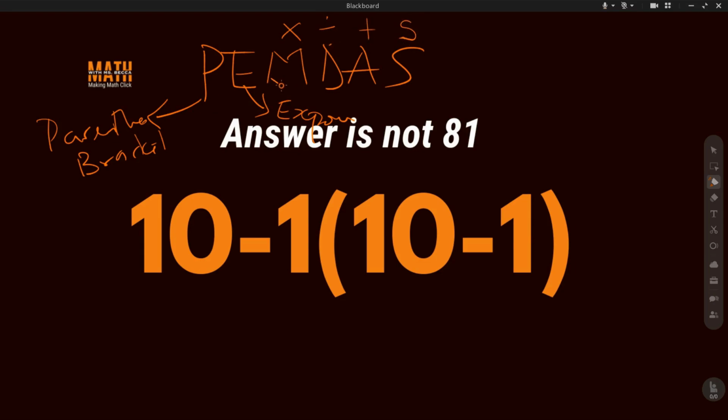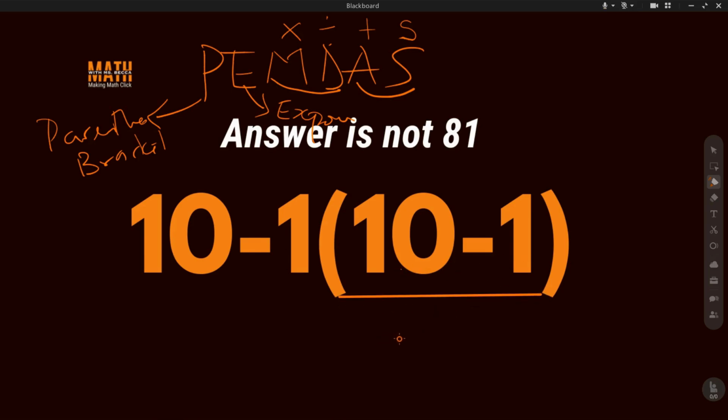And note that multiplication and division are on the same level, while addition and subtraction are on the same level. That is, whenever multiplication and division appear together, you solve from left to right. But that is not what we are doing here. So now, as has been said, we need to solve the parentheses, that is the bracket, before we move forward. So now let's focus on what we have in the bracket.